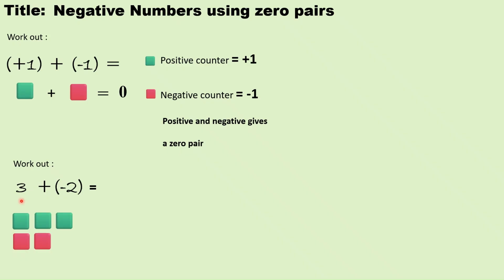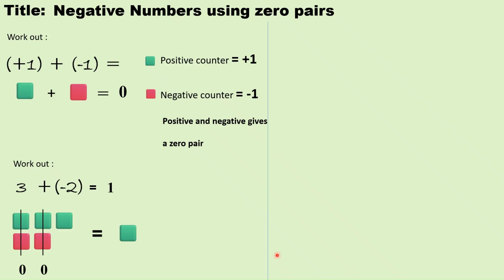Earlier we spoke about zero pair. A positive and a negative gives you a zero pair. They cancel out each other. Then remember, a positive add a negative gives you a zero pair, and we're left with one positive. So that is positive 1. Hence, our answer for 3 add negative 2 is positive 1.